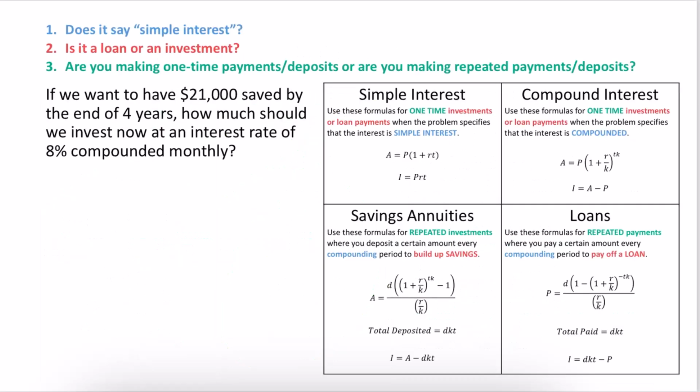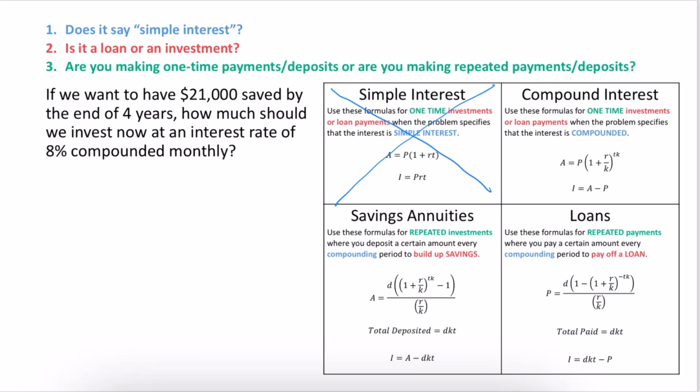So let's go ahead and work through some examples to see how this would go. On this question, it says, if we want to have $21,000 saved by the end of 4 years, how much should we invest now at an interest rate of 8% compounded monthly? As I read through my word problem, it doesn't say simple interest anywhere, and it actually says that my interest is compounded monthly. So that means that I can eliminate this section of my table because it didn't say simple interest, so it's not going to be the simple interest formulas. And it said that the interest is compounded, and that could be any one of the other three sections.